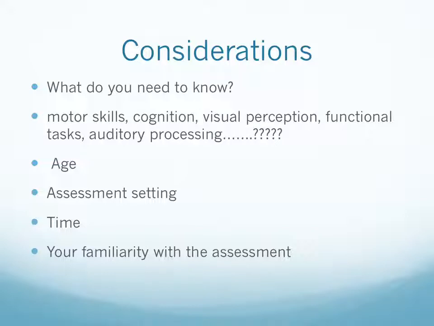Interestingly, there is a gap between 21 years and 11 months and age 40. The BOT2 goes up to 21 years, 11 months, and the BMAT, another Bruininks assessment, starts at 40. So there is a normed gap in the middle. In that instance, we use the assessment that's closest to the person's age.